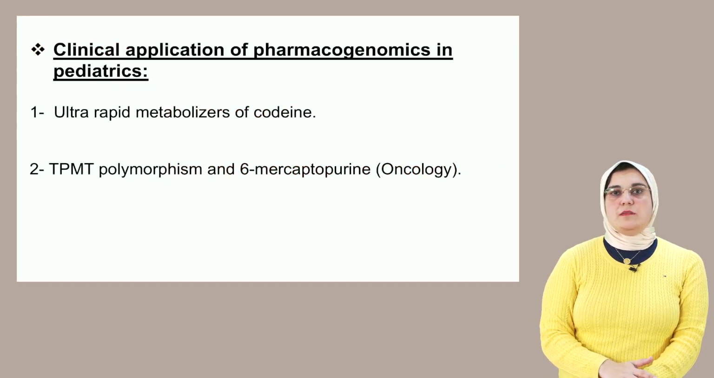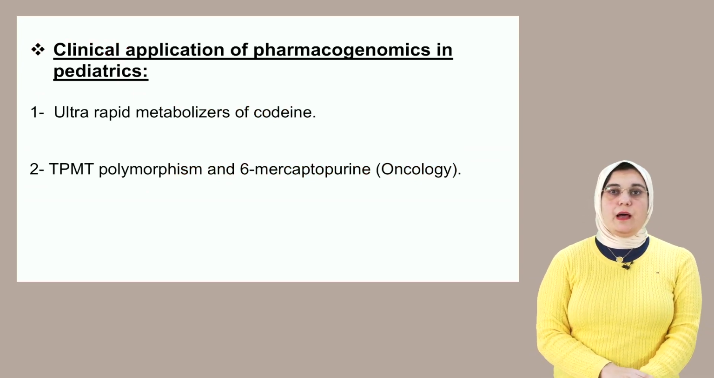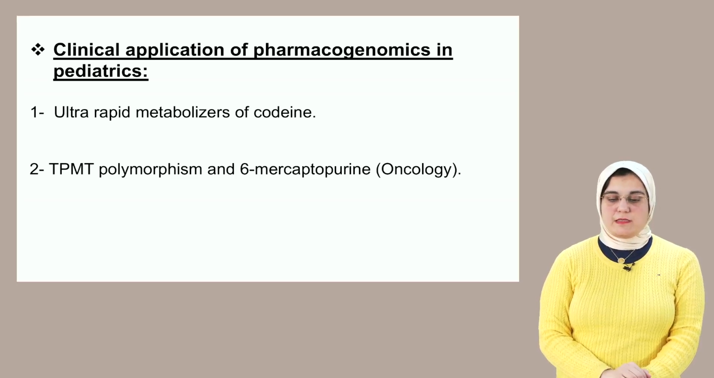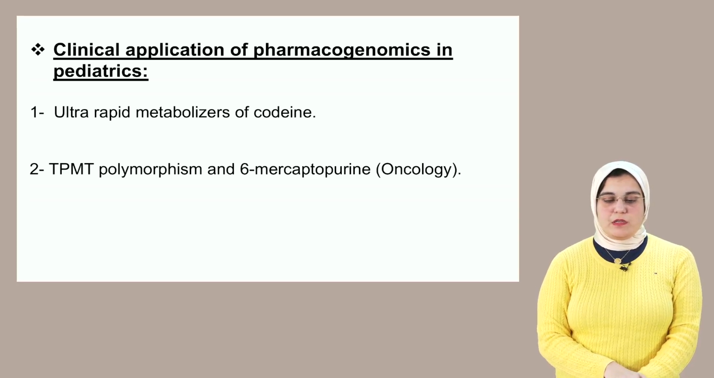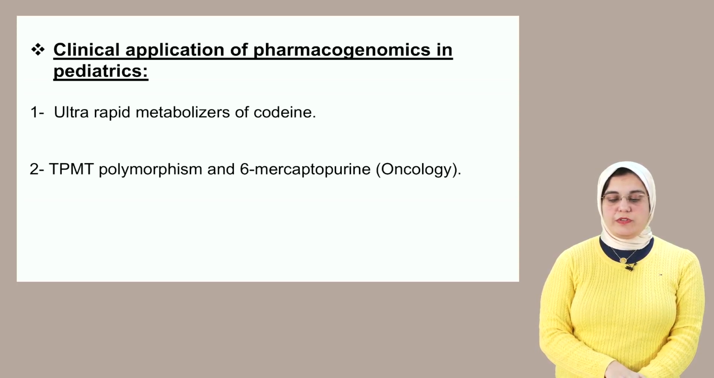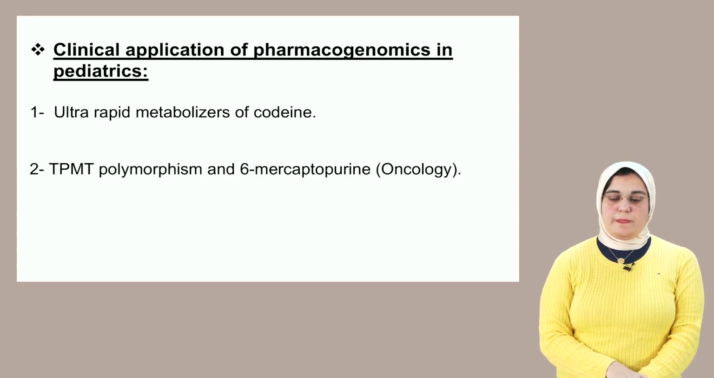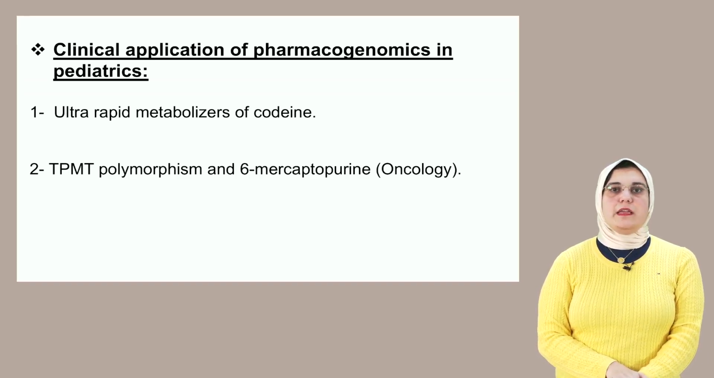So to understand more about pharmacogenomics and how it is important as an application in pharmacology cases, in this lecture I'm going to describe two examples. The first one is the ultra-rapid metabolizers of codeine, and the second one is the TPMT polymorphism and the 6-mercaptopurine drug, which is an oncology drug. Don't be confused about the complicated names. We are going to discuss and clarify the examples themselves.